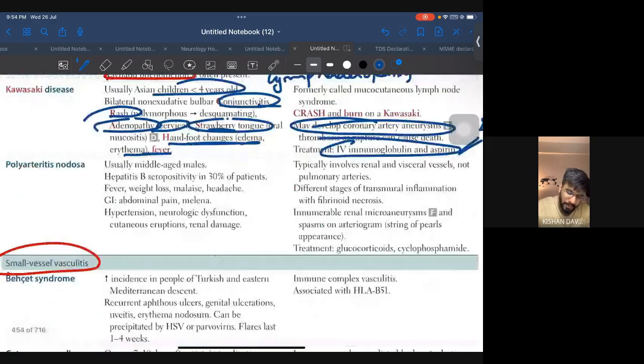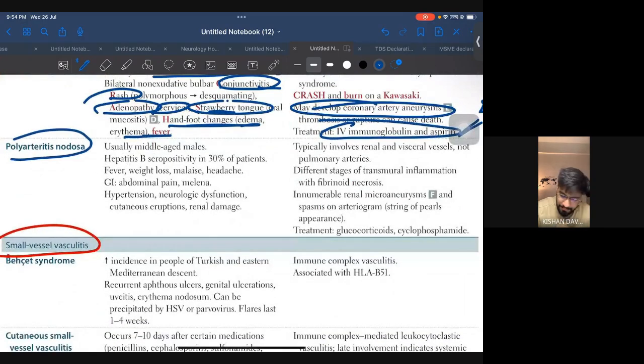Okay, moving to polyarteritis nodosa. In polyarteritis nodosa you have to remember hepatitis B. You have to remember abdominal pain, hypertension, everything will be here. There will be no lung involvement.